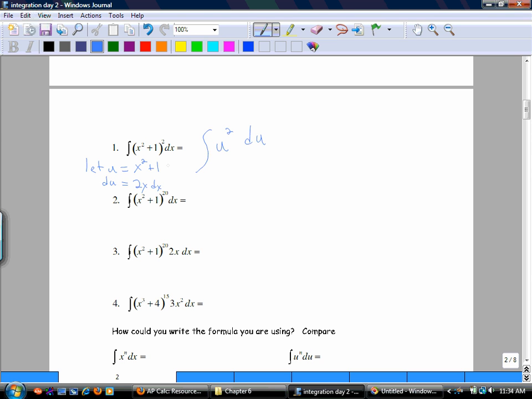But if I'm replacing this dx, I have to look at this dx down here, and I would say dx is actually equal to du over 2x. So you're substituting dx with du over 2x. Because if I have du equals 2x dx, and I solve for dx, I basically divide by 2x to get it on the bottom. 2x on the bottom. I don't have very much space here.